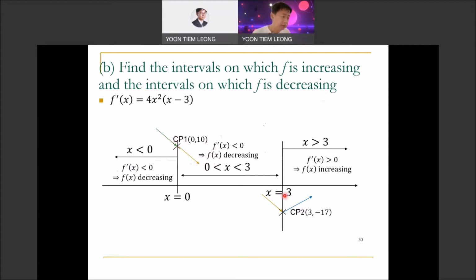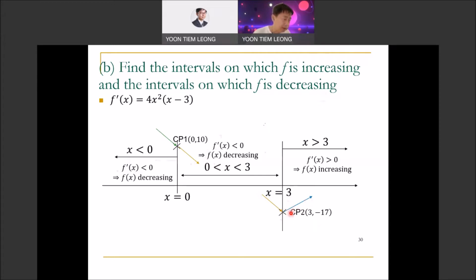Then CP2 is identified to be a local minimum. Therefore, the function must have a shape that looks like this. That is, on the left hand side, the function is decreasing until it hits CP2. Then after CP2, the function goes up because CP2 by definition is a local minimum. Therefore, on the right hand side, the function is going up, indicated by this blue arrow, which is going up.